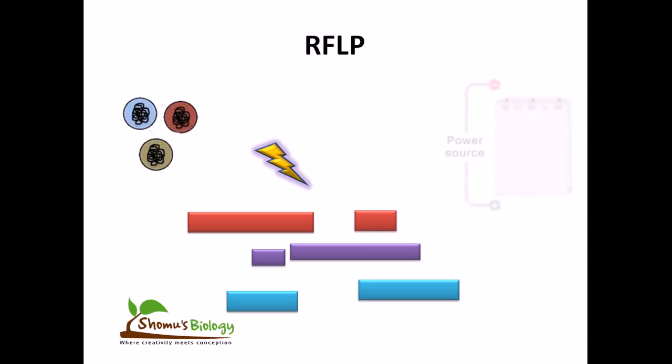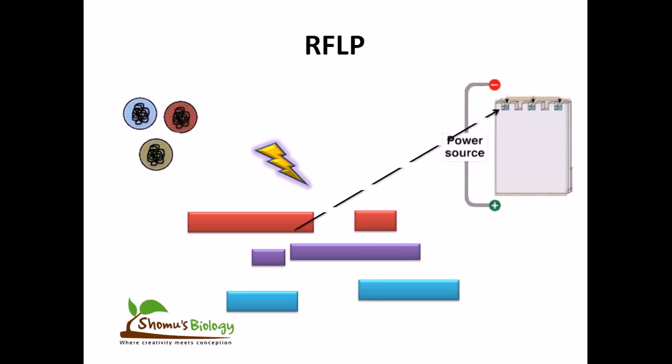Now after getting these fragments, we load them into the different wells of an agarose gel, and then we run the gel, and what we get is a characteristic pattern. This characteristic pattern is due to base pair deletion, inversion, transversion and translocation inside the DNA, which result in loss or gain of a recognition site, causing fragments of different length and character. That's what RFLP is all about.